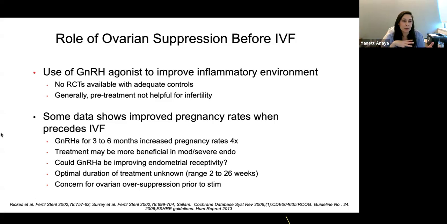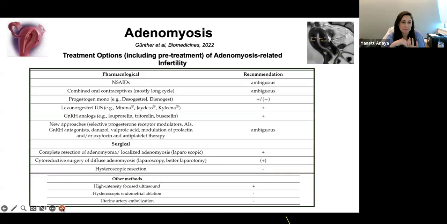I think that right now, we don't know what the right length of treatment is. It could be anywhere from 2 to 26 weeks. In some of the studies, we often do it for 2 to 3 months. And yeah, you can go to that.